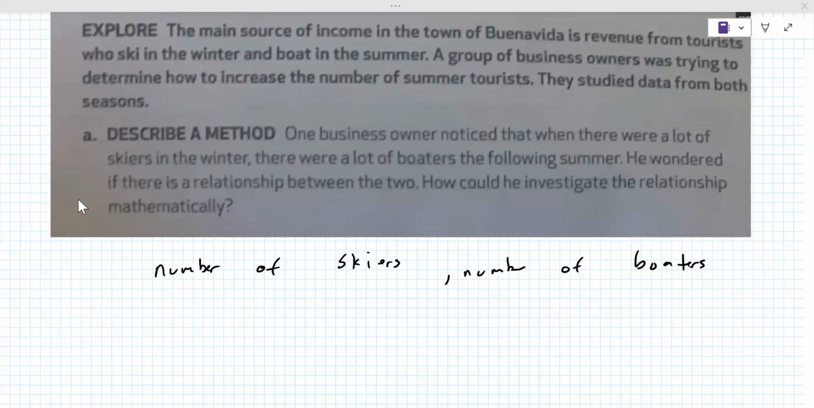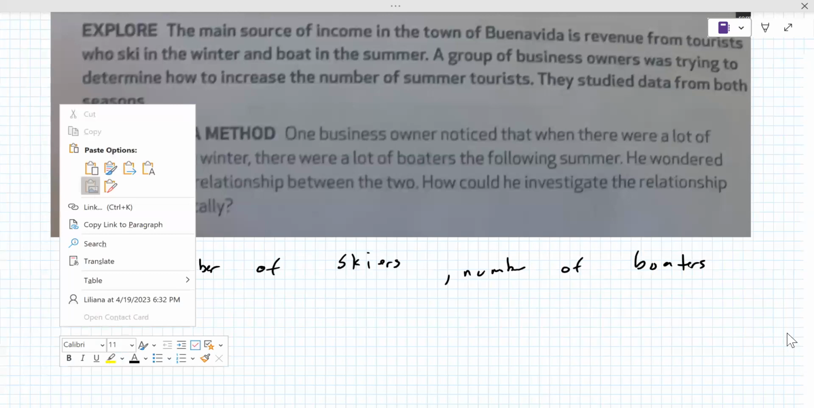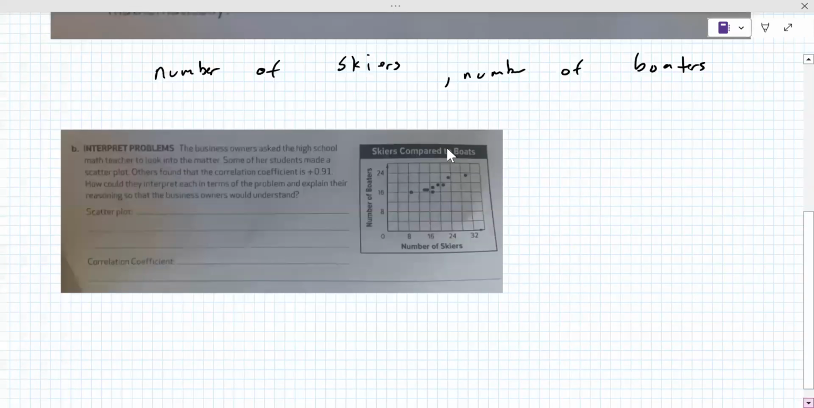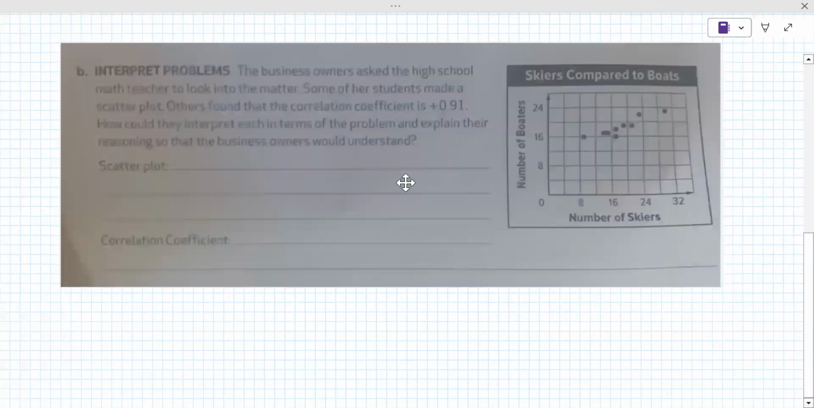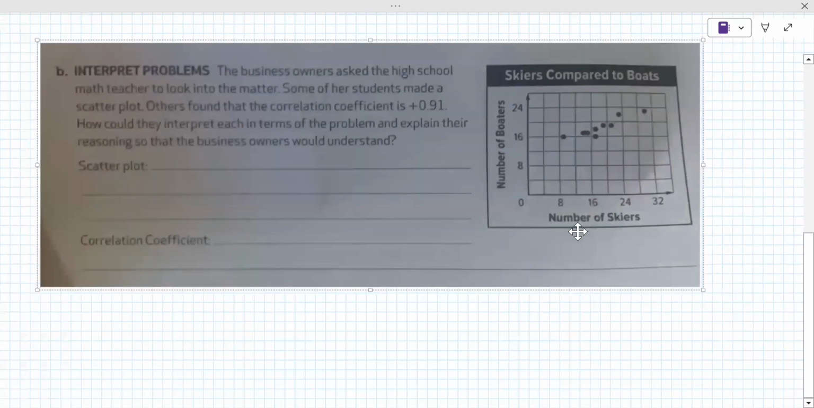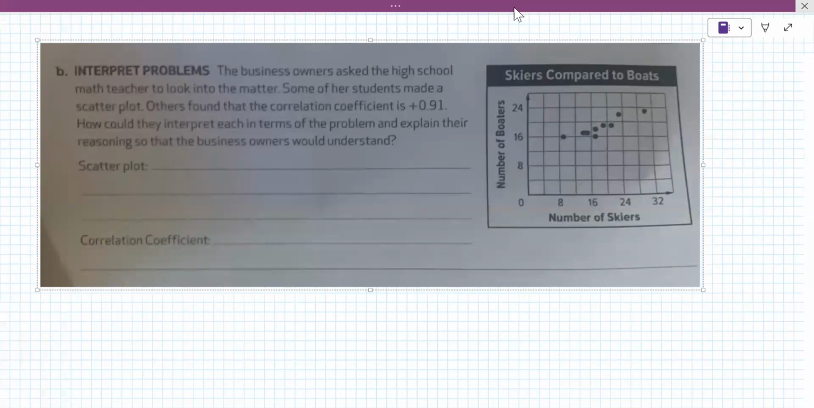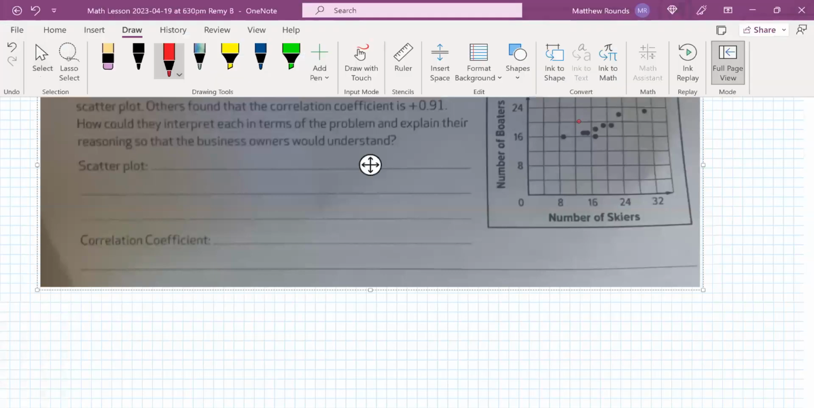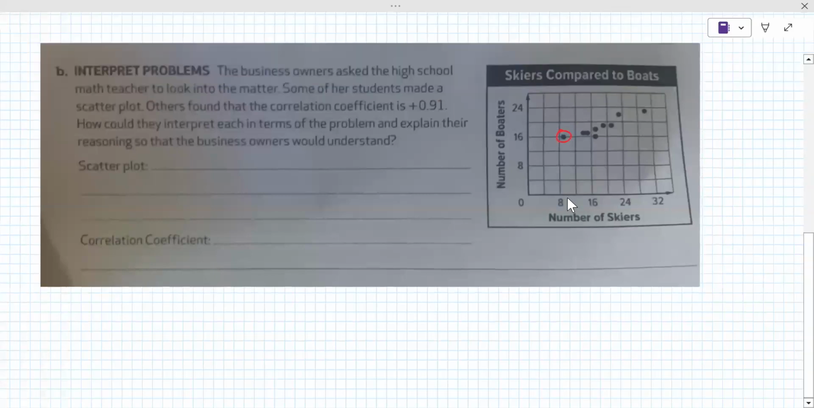All right. So now the next thing that they're plotting here for you is they say they actually went out and collected some data. See how the answer to part A is here in part B, number of skiers and number of boaters. So take this first data point there in red. They're saying that when there were 9 skiers, there were 15 boaters. And so on. And we assume this is in a season or maybe in some area.